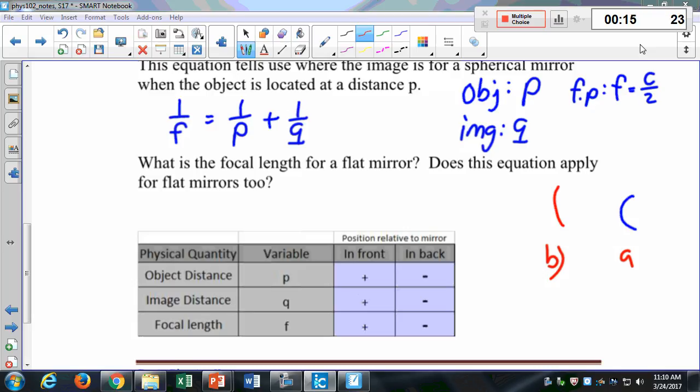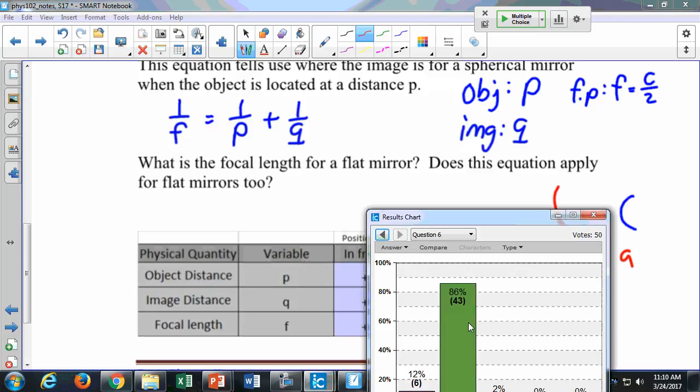Shapes in the way that I've drawn them. Remember, the focal length is half the radius of curvature. All right, I'm going to stop at 45. All right, good. B is right.